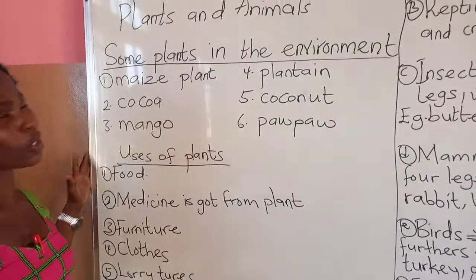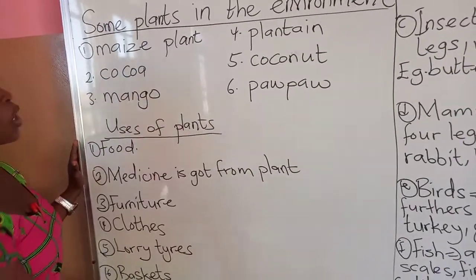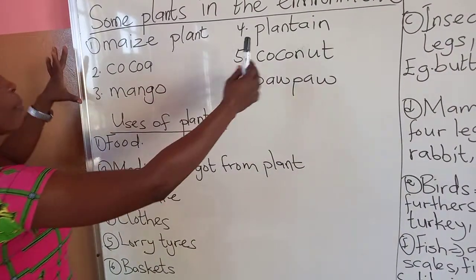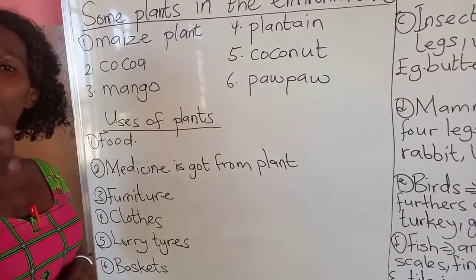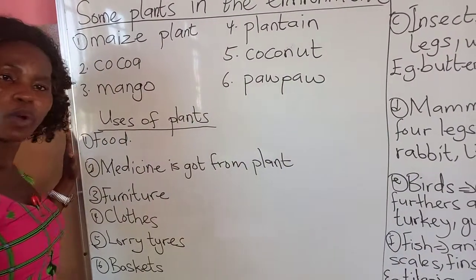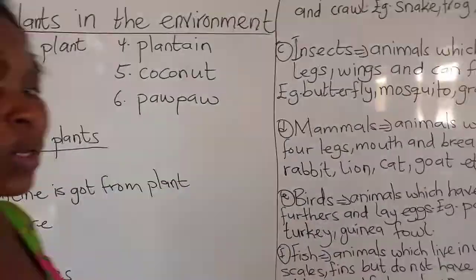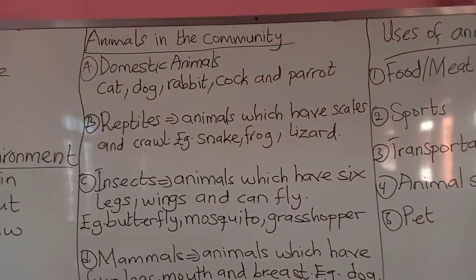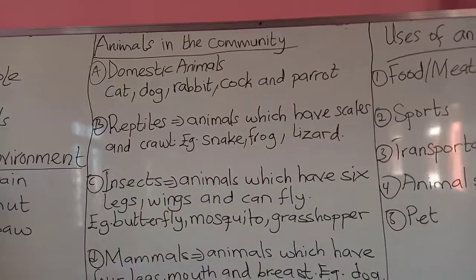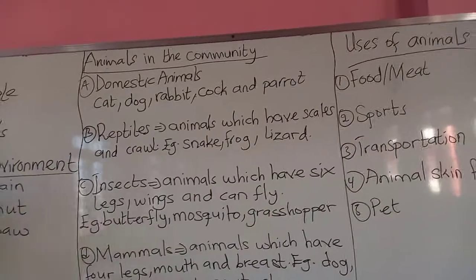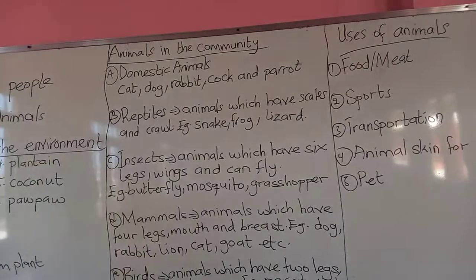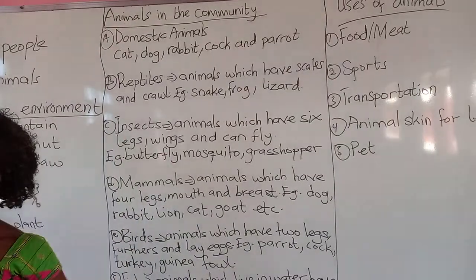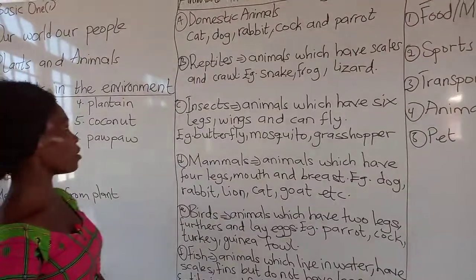Now, I said our topic is plants and animals. So we have talked about plants. We looked at some plants in our environment. We've been able to name six, and surely you can name more. And we also looked at the uses of plants. Let's move on and talk about animals. Now, we have a lot of animals. You will see animals wherever, in your homes, on the streets, in the school, when you come to school, sometimes you see some animals. Sometimes too, you see animals grazing. Good. So let's look at some animals that we have.